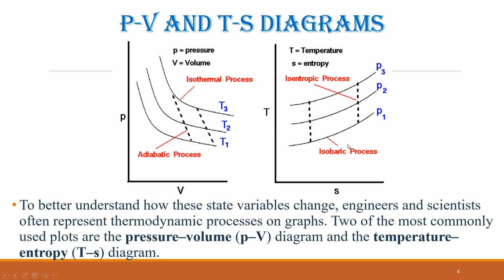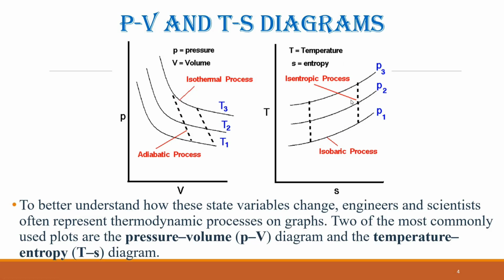The TS diagram, on the other hand, plots temperature against entropy. On this type of diagram, lines of constant pressure, called isobars, usually curve upward from the lower left to the upper right. A process that occurs at constant pressure is called an isobaric process, and this kind of process takes place, for example, in the combustor section of a gas turbine engine.